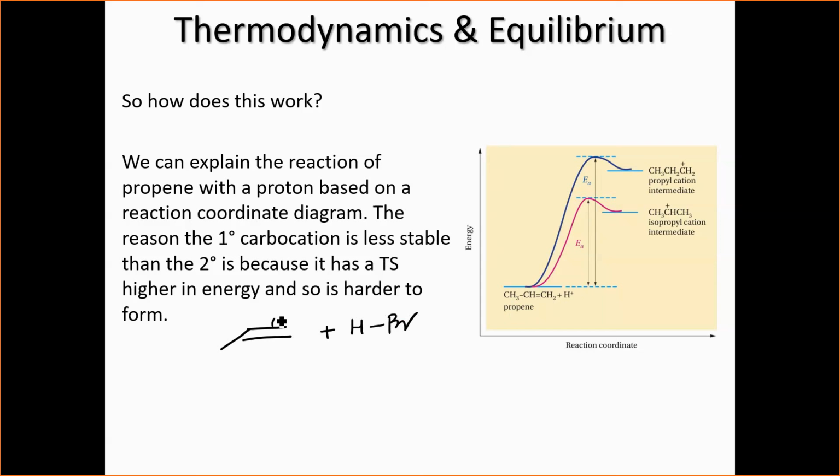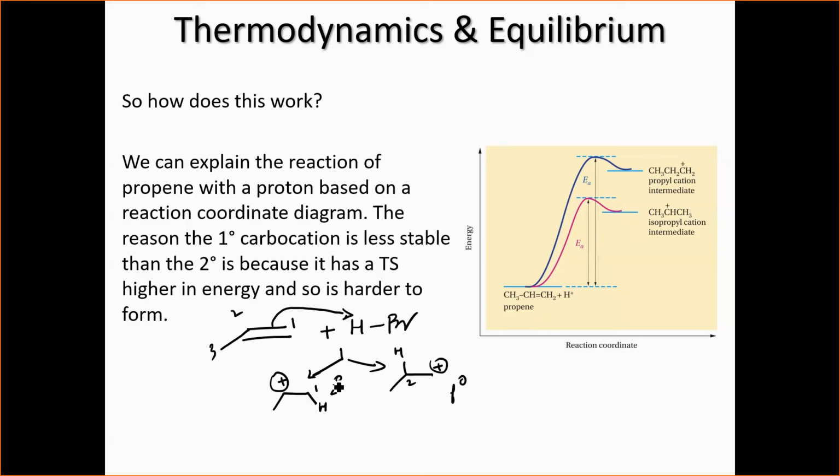Now remember that whenever hydrogen is added across the double bond, it can add to carbon number 1 and form a positive charge here, or it can go to carbon number 2 and form this carbocation, a primary carbocation. So this is the primary carbocation, and this is the secondary carbocation.